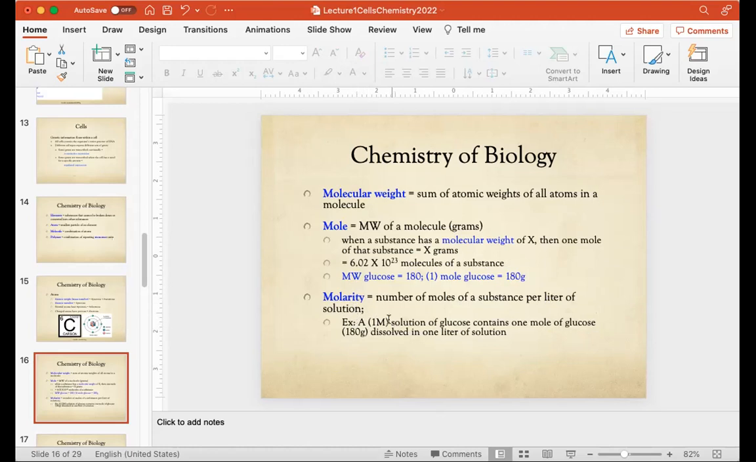Let's say I want to make a 1 molar solution of glucose. That means I need 1 mole of glucose in 1 liter of solution. So I need to know the molecular weight of glucose, and it happens to be 180. So a mole of glucose is 180 grams, the molecular weight in grams. I'm going to take 180 grams of glucose and dissolve it in 1 liter of water. And I'm going to have a 1 molar solution.